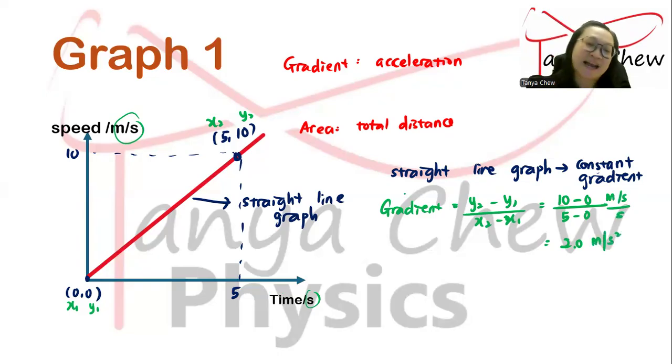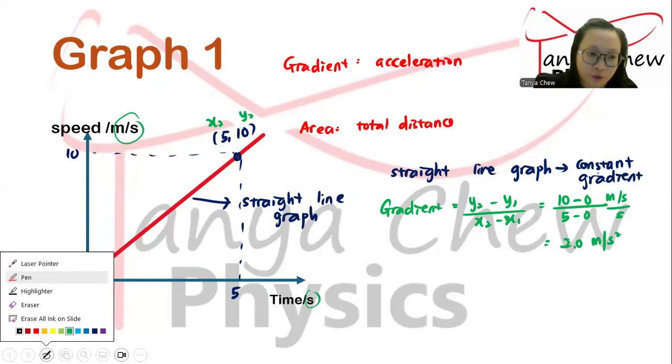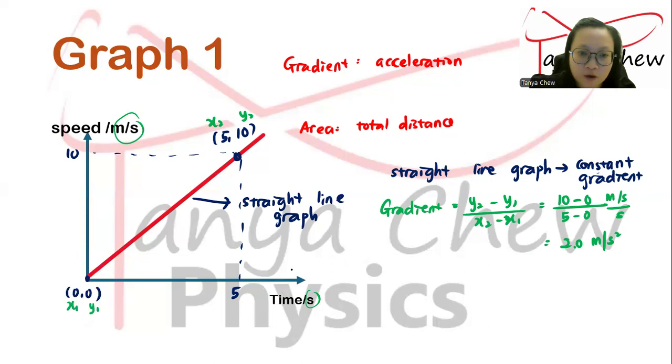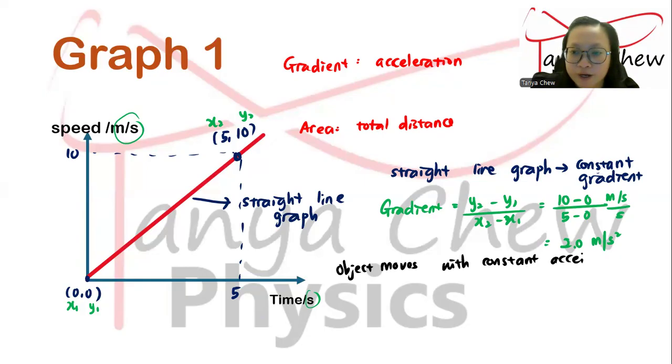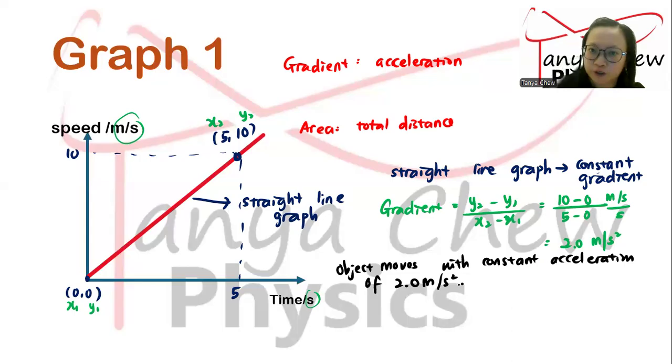So that represents acceleration. Therefore, the conclusion is that from the graph, you could say the object moves with constant acceleration of 2 meter per second squared, or ms to the power of -2, because a straight line graph will always give you a constant gradient. Therefore, the object will move with a constant acceleration.